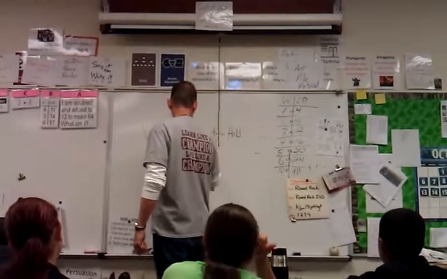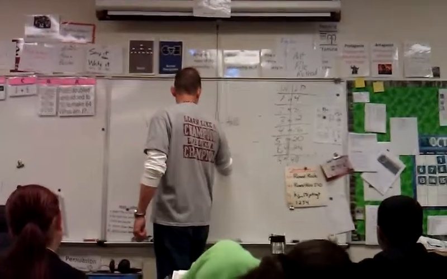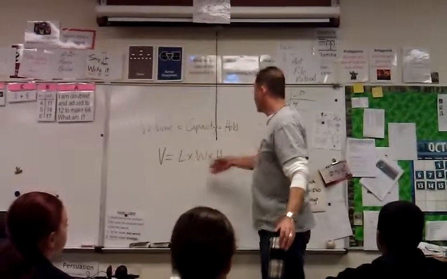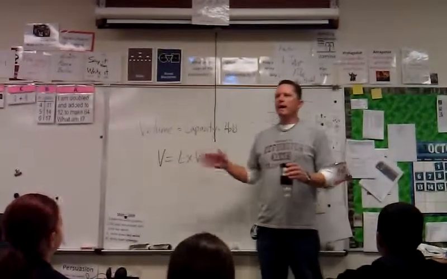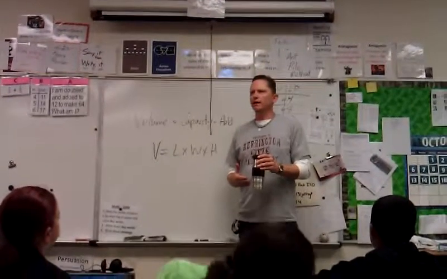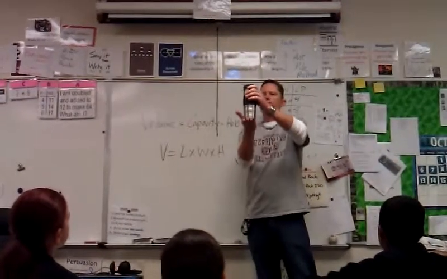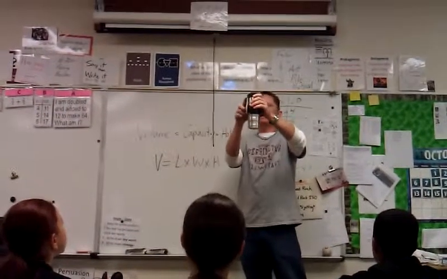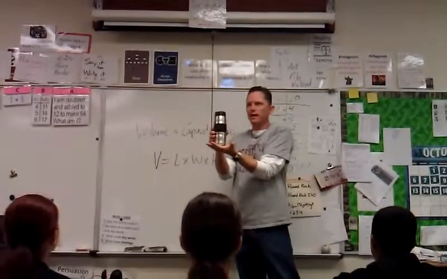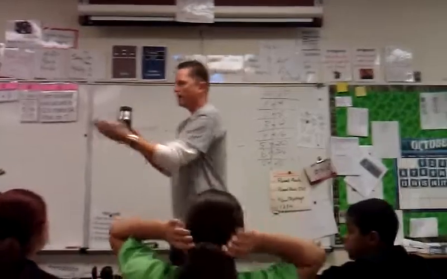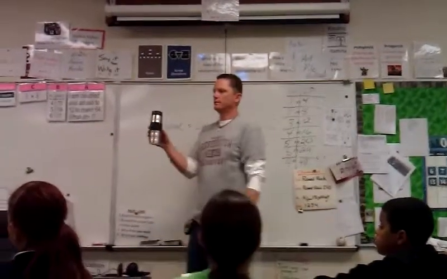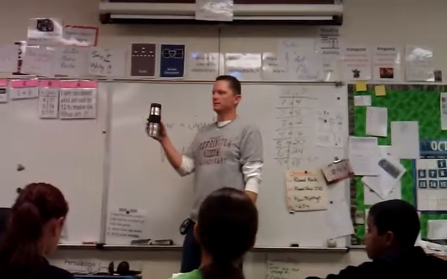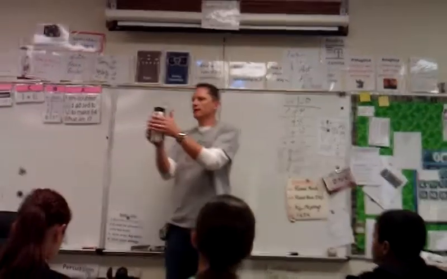V equals L times W times H. So, all right, fine. I'm going to find the capacity. What's another word for that? Volume of this cup. Okay, so I've got to go the length times the width times the height, right? Is that how I can find the volume of this? Yes? No. Why not? Yeah, the sides. Look. It doesn't.